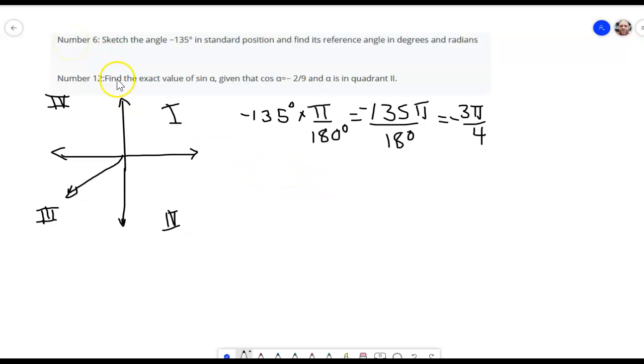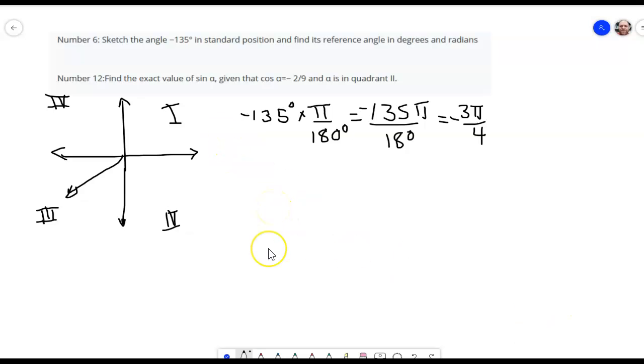Now let's go ahead and do the second one. The second one says find the exact value of sine of alpha given that the cosine of alpha is equal to -2/9 and alpha is in quadrant 2. Now there's a couple of different ways to do this. If you go to question help in there, it's going to do it one way, which is a completely valid way, but I like to do it another way. The reason I like the other way is because you can find all the trig functions pretty easily. So first, let me show you the way that they do it.